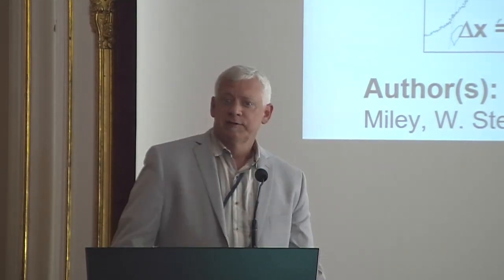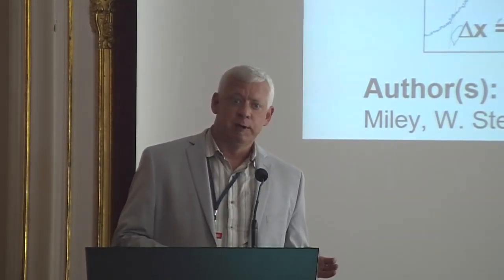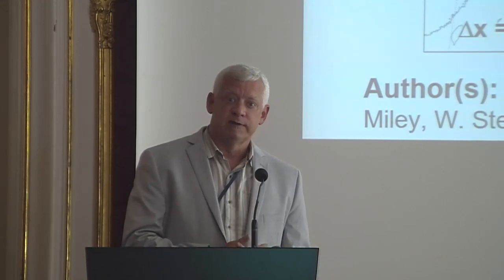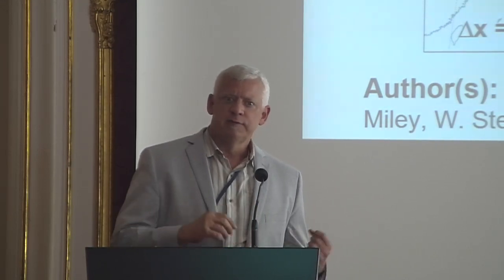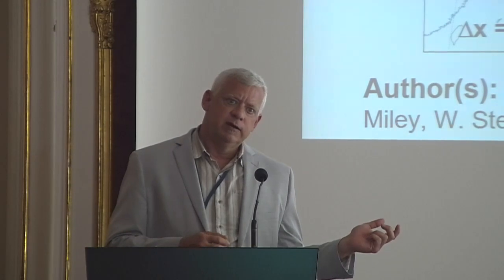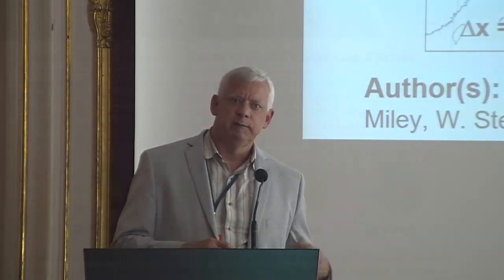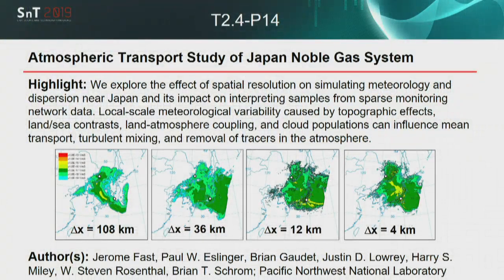Okay, this poster explores the effect of spatial resolution of the meteorological data used to drive atmospheric dispersion models. As most of you know, some of the IMS stations are located in areas of complex terrain, and in complex terrain, meteorology can be very variable. Global analyses that are used to drive these models for dispersion may not adequately represent the meteorology in these regions. So what we wanted to do is perform a sensitivity study looking at the effects of spatial resolution on some tracers that were observed at the IMS station in Japan, and the results are shown here.